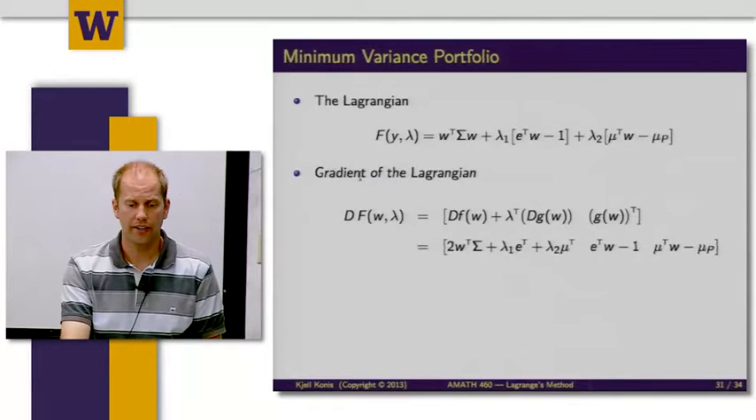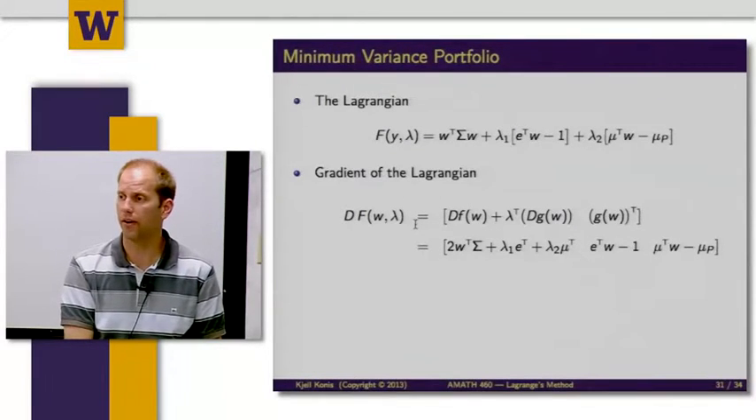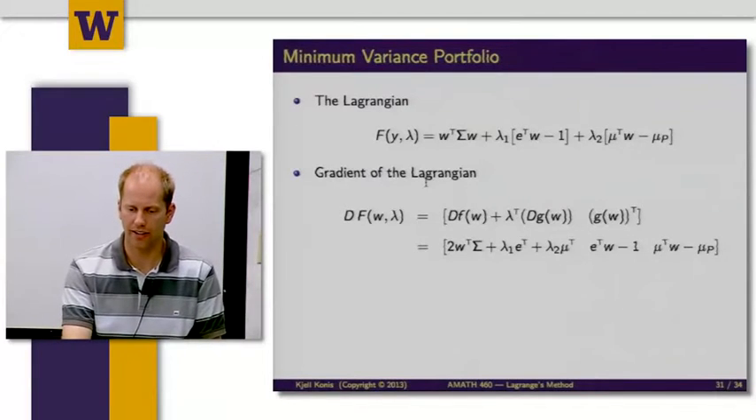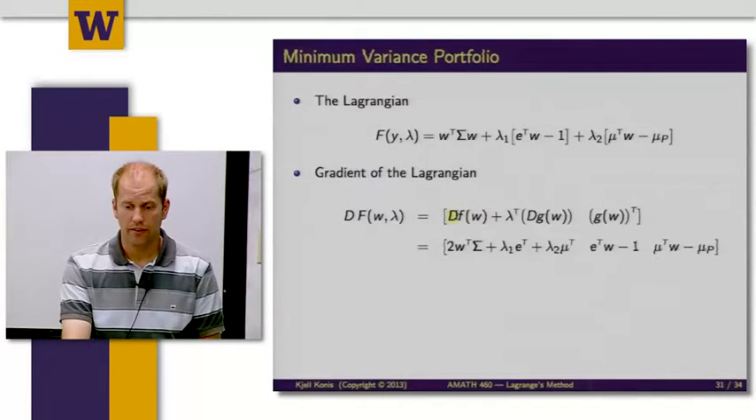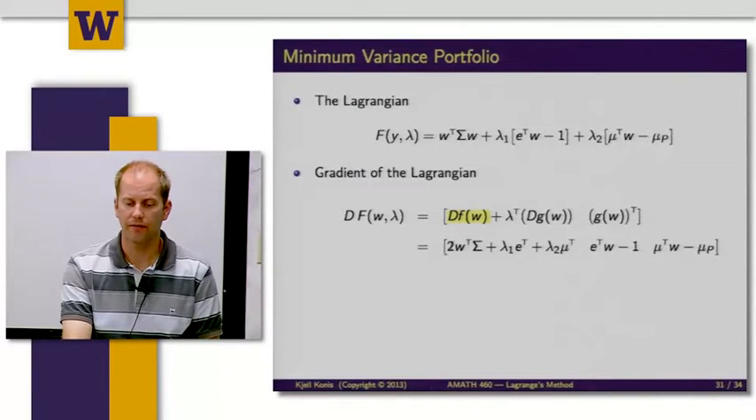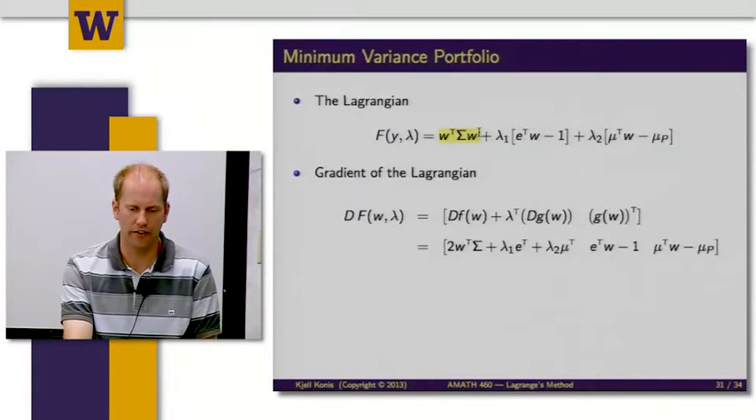And now I want to take the gradient of the Lagrangian. So I can do this again, doing the x part first and then the lambda part second. What I end up with is the gradient of the objective function, so the little f. I've just mentioned how I can take the derivative of this quadratic form. So that's 2w transpose sigma.